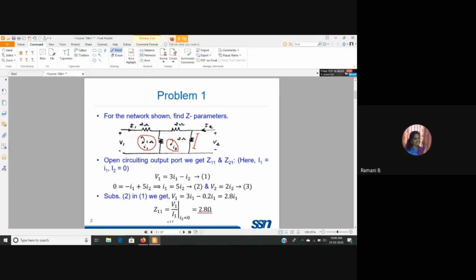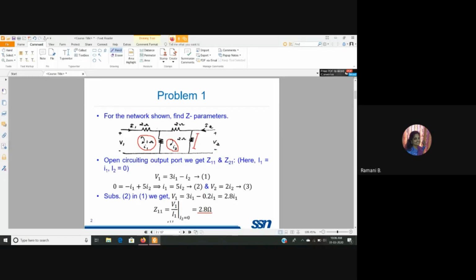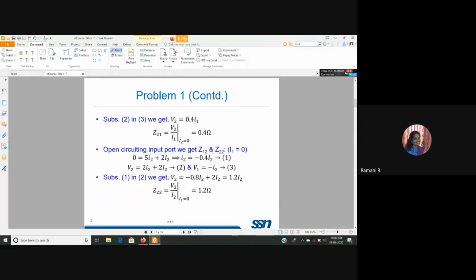Now Z21 is V2 by I1. For that, we have directly the equation: substituting this V2, I2 in this equation, we get V2 is equal to 0.4 I1, and therefore we get Z21 is equal to 0.4 ohms. Next, to find the parameters Z12 and Z22, we have to open circuit the input port.